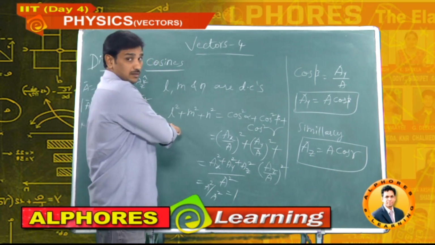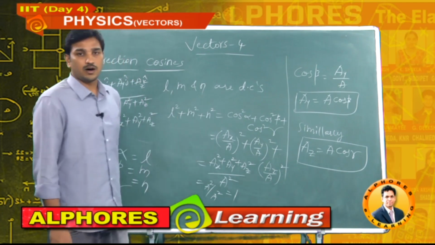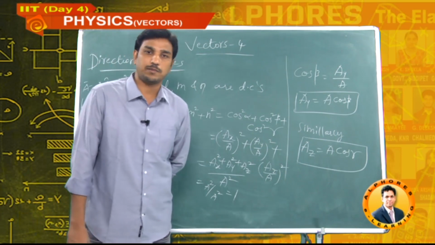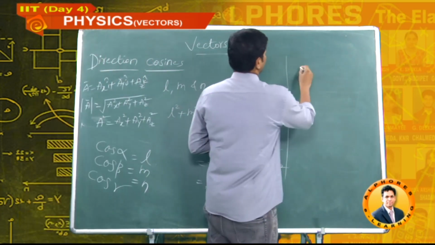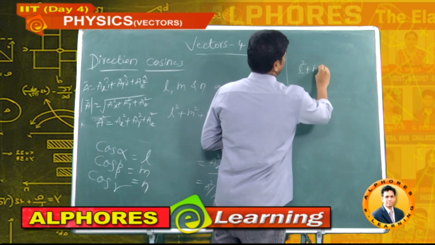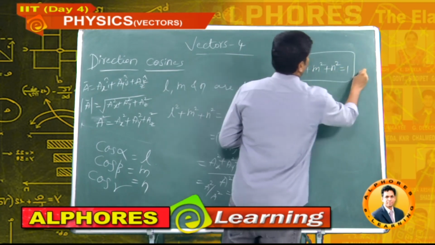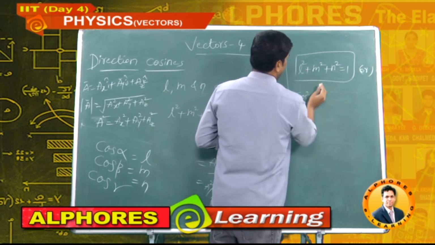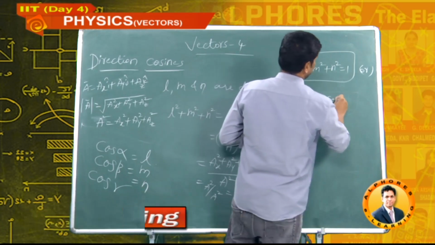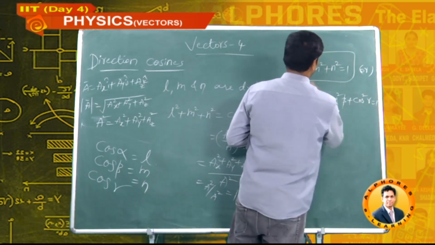Here the sum of squares of the direction cosines is 1. Cos square alpha plus cos square beta plus cos square gamma is 1. So I will write here the final answer: L square plus M square plus N square is equal to 1, or otherwise cos square alpha plus cos square beta plus cos square gamma value is 1.